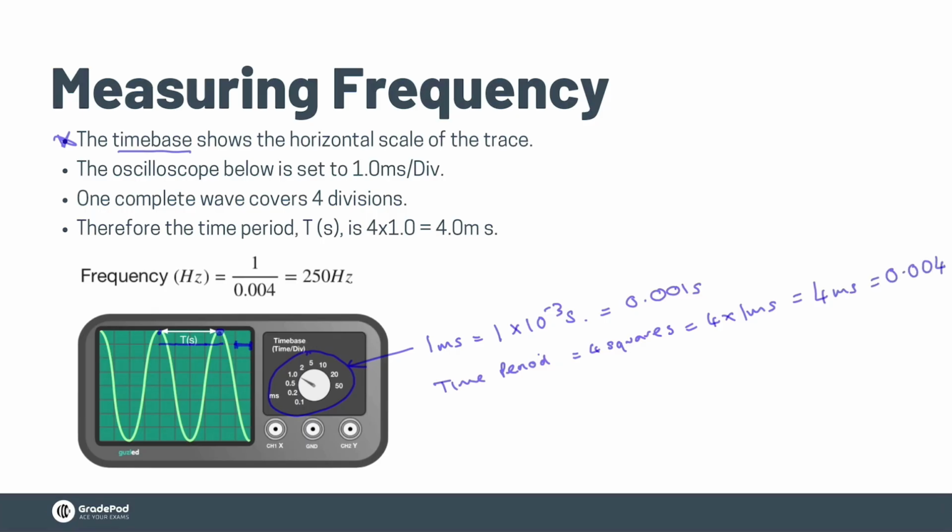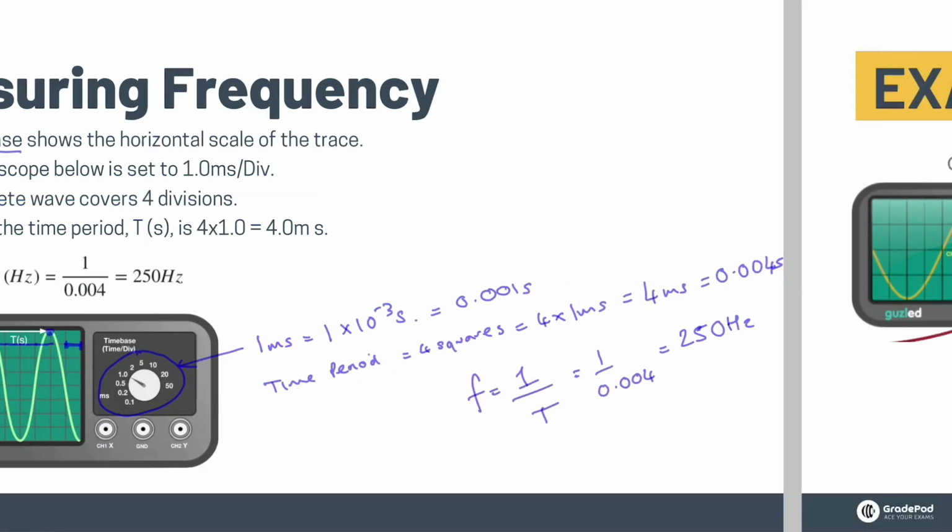0.004 seconds. And we previously learnt a formula saying that frequency equals 1 over T. So we put 1 divided by 0.004 and we come out with a frequency of 250 hertz. So this is how we find the frequency of a sound wave. We use an oscilloscope, a microphone, we look at the trace, we find out what the time period is, and we use our formula to determine what the frequency is.